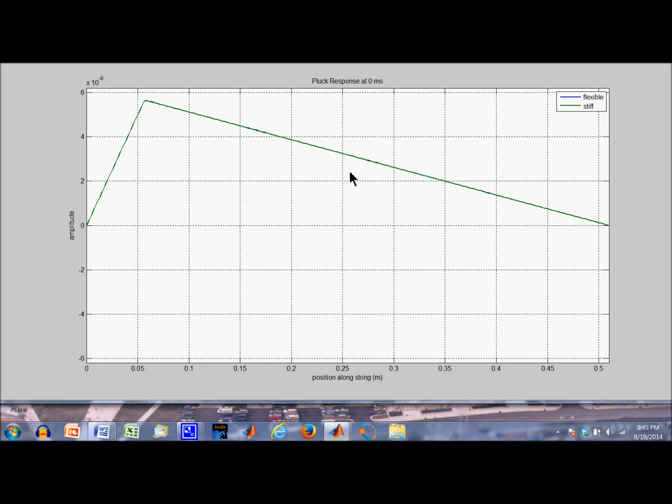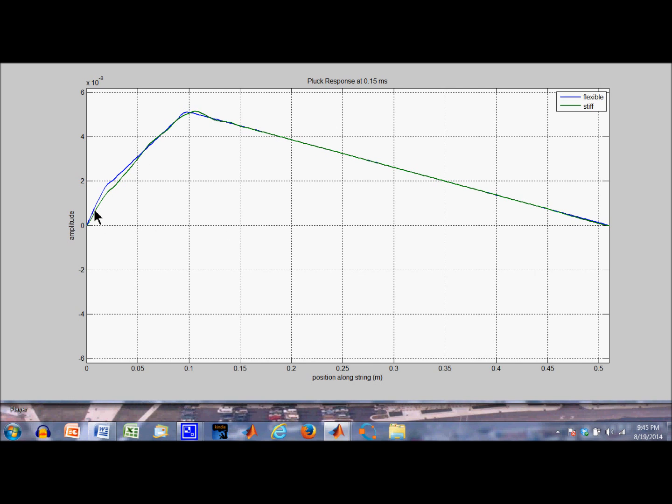Here is the initial position. I've got two strings plotted here. I've got the flexible in blue and the stiff in green. Okay, at 0.15 milliseconds, you can see the familiar initial position of the flexible in blue. It comes up, changes slope slightly, goes over here, and then comes down.